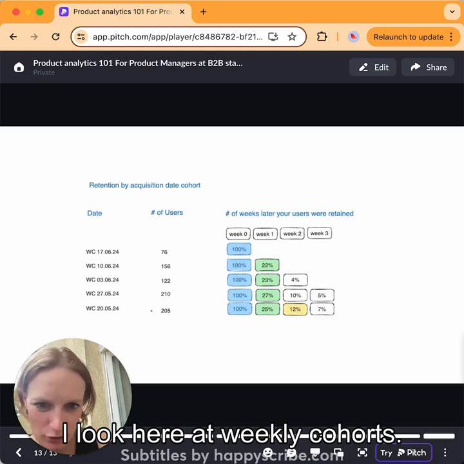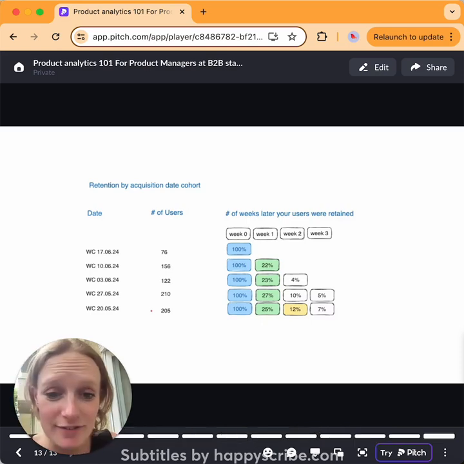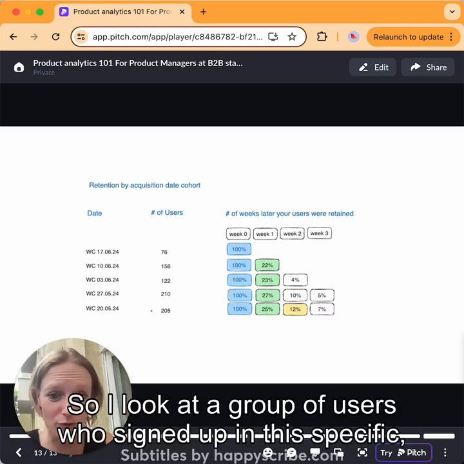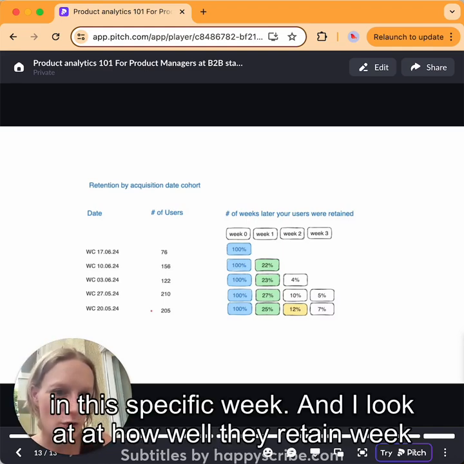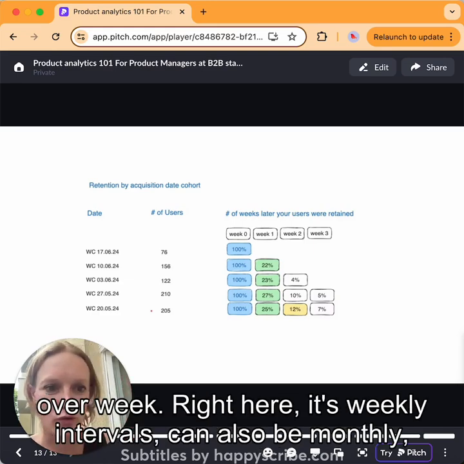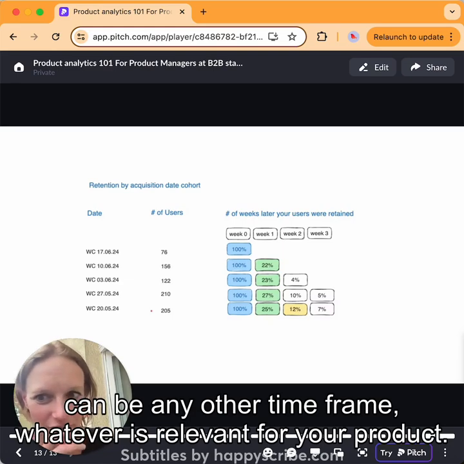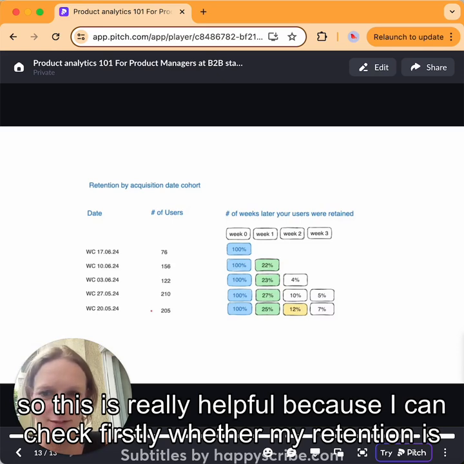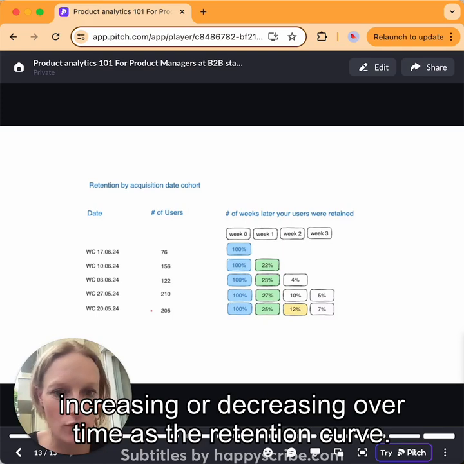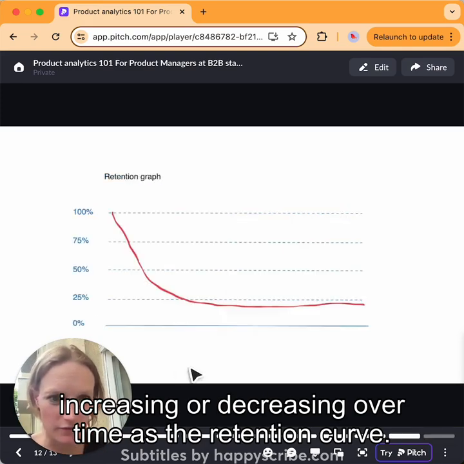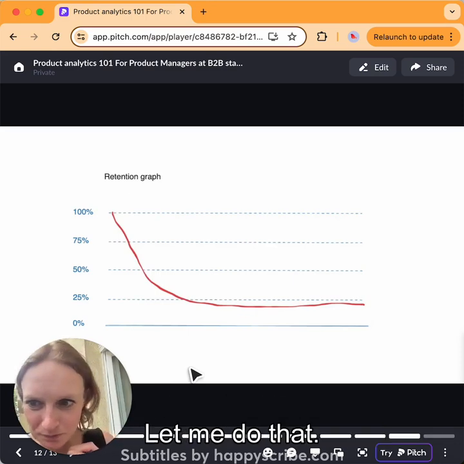So for example, I look here at weekly cohorts. I look at a group of users who signed up in this specific week, and I look at how well they retain week over week. Right here it's weekly intervals, but it can also be monthly, or any other time frame that is relevant for your product. This is really helpful because I can check, firstly, whether my retention is increasing or decreasing over time, as the retention curve lets me do as well.